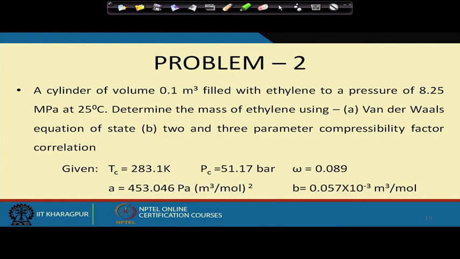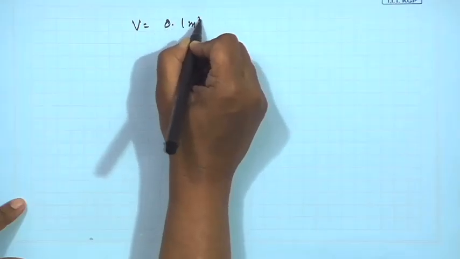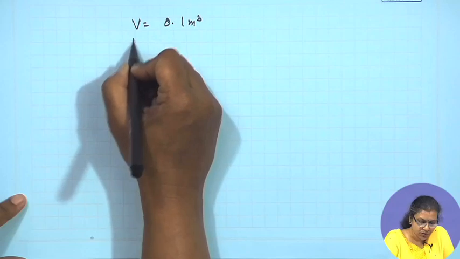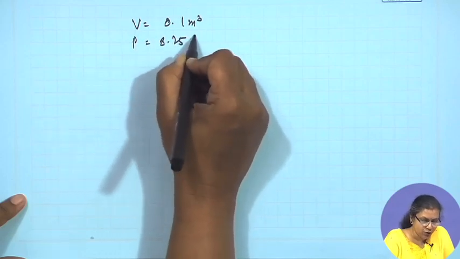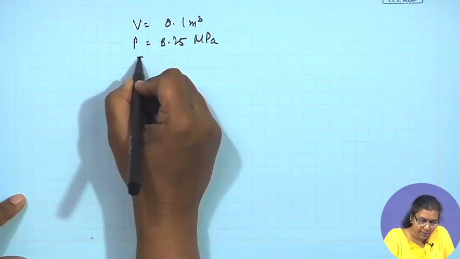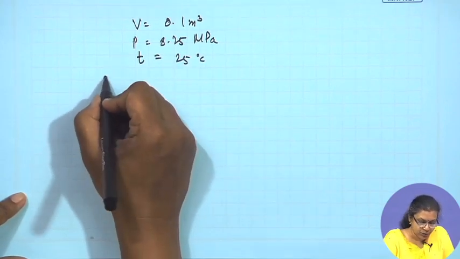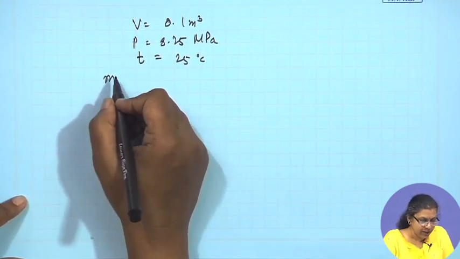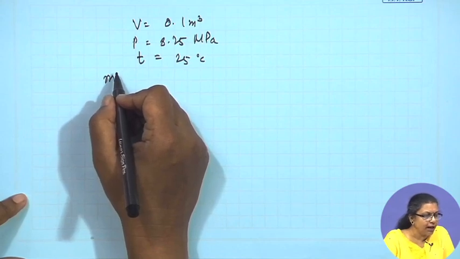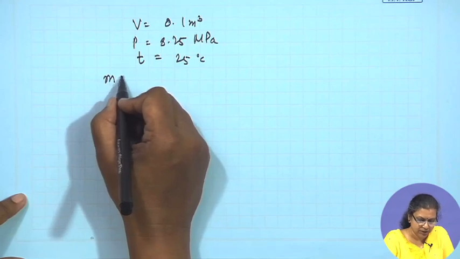It is a pretty straightforward problem. You have a cylinder of 0.1 meter cube, so your volume is 0.1 meter cube. The pressure is also given, it is 8.25 megapascal. The temperature is given as 25 degree centigrade. You are required to find out the mass of ethylene, and you are supposed to do it by the van der Waals equation of state, and 2 and 3 parameter compressibility factor charts.